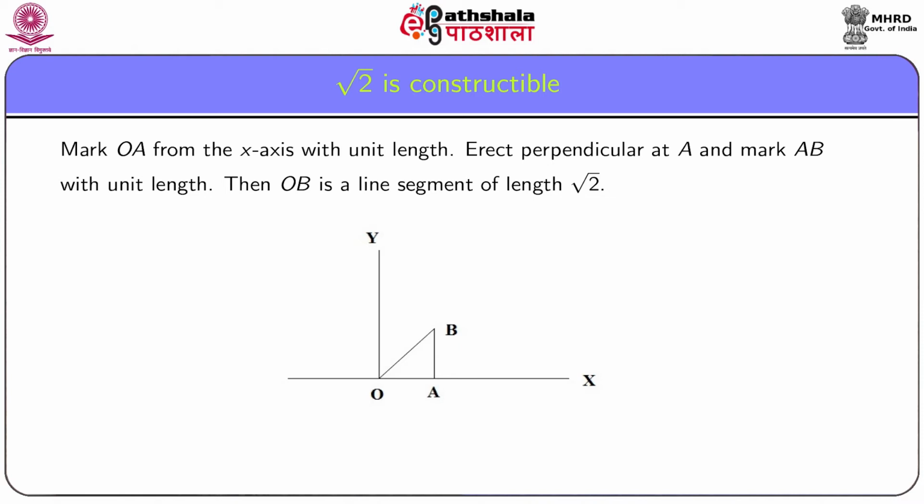Thus, we see that since we can construct two mutually perpendicular straight lines, we can erect a perpendicular at a given point on a straight line using only straightedge and compass. So it follows that using only a straightedge and compass, we can mark a line segment of length root 2. Hence, according to our definition, root 2 is a constructible real number.